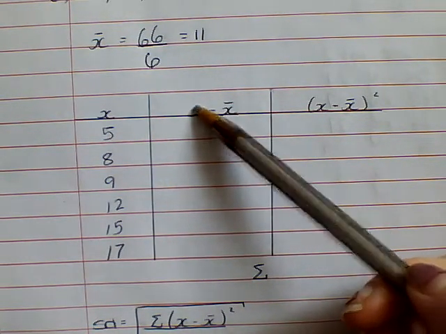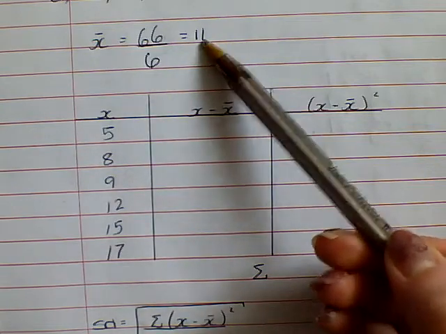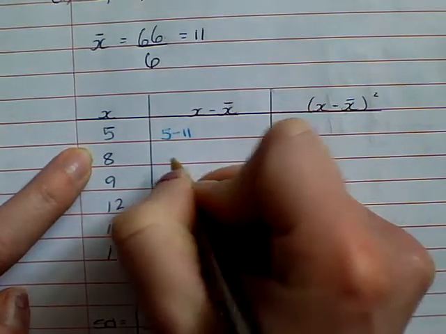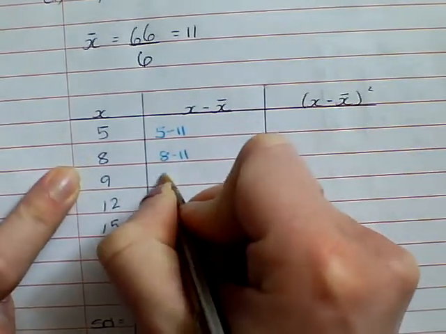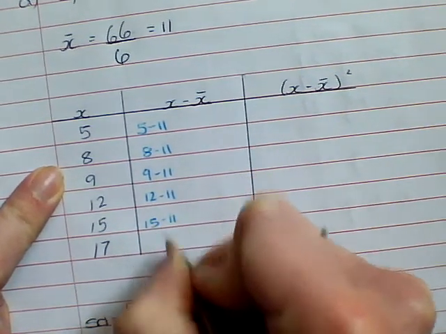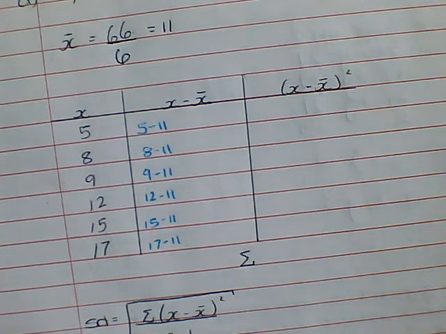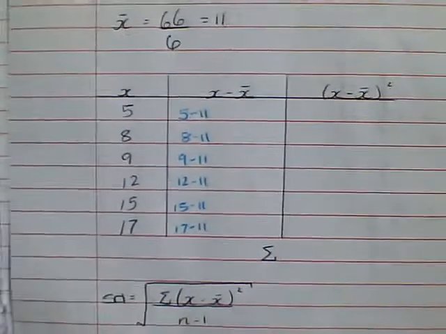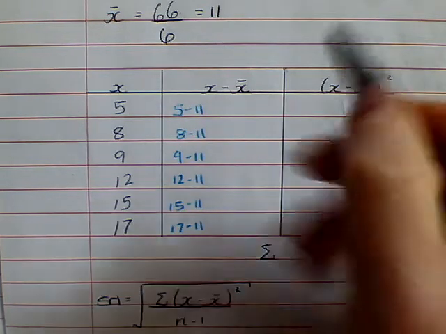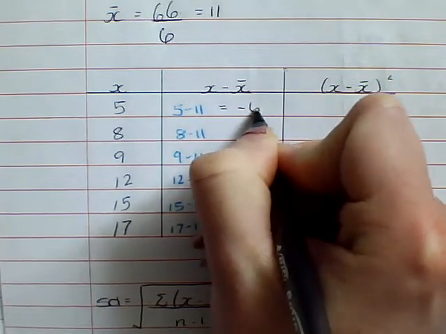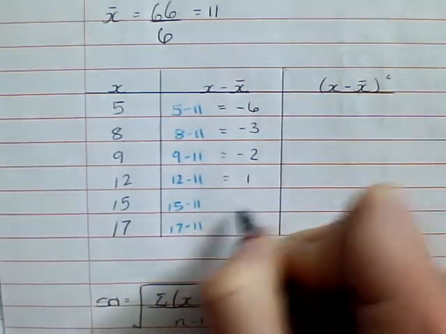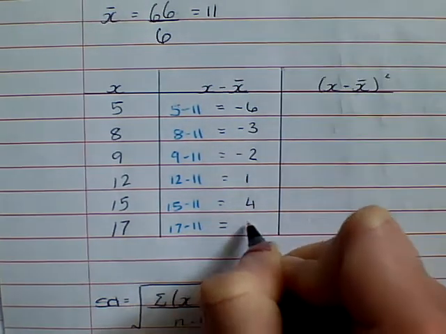For the second column, I am doing the number take away the mean. So I'm doing 5 take away 11. Here I am doing 8 take away 11, 9 take away 11, 12 take away 11, 15 take away 11 and 17 take away 11. So for each number I am taking away the mean. Going back to the black, the bit that you have to write. So 5 take away 11 is negative 6, negative 3, negative 2, 1, 4 and 6.